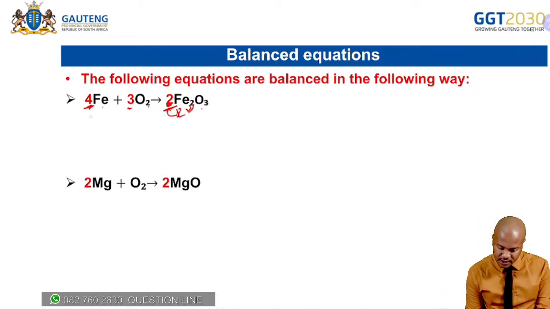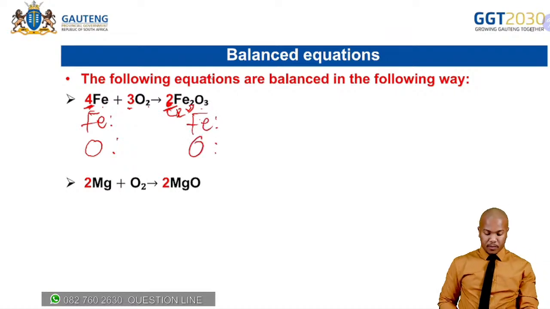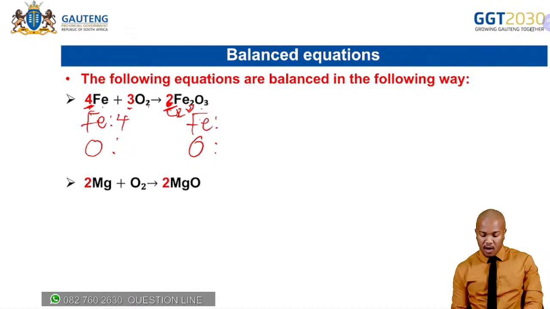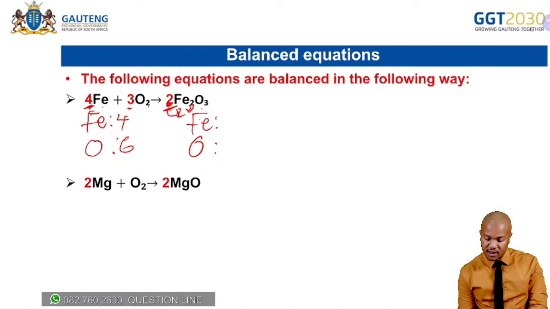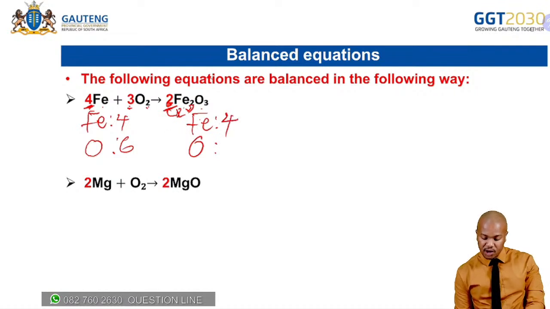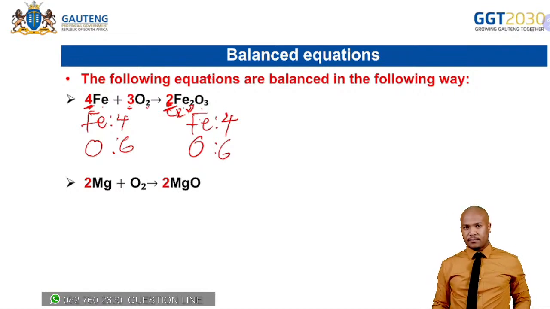So it's simply like this. On the reactant side, we have iron and we have oxygen as well. Also on the product side, we have iron and oxygen. For your irons, we said they are 4, right? Oxygens, they are 6 because of this 3 times 2. This side, 2 times 2 of iron, we have 4, and 2 times 3 of oxygens, we have 6. That's what we simply mean when we say this equation balances.